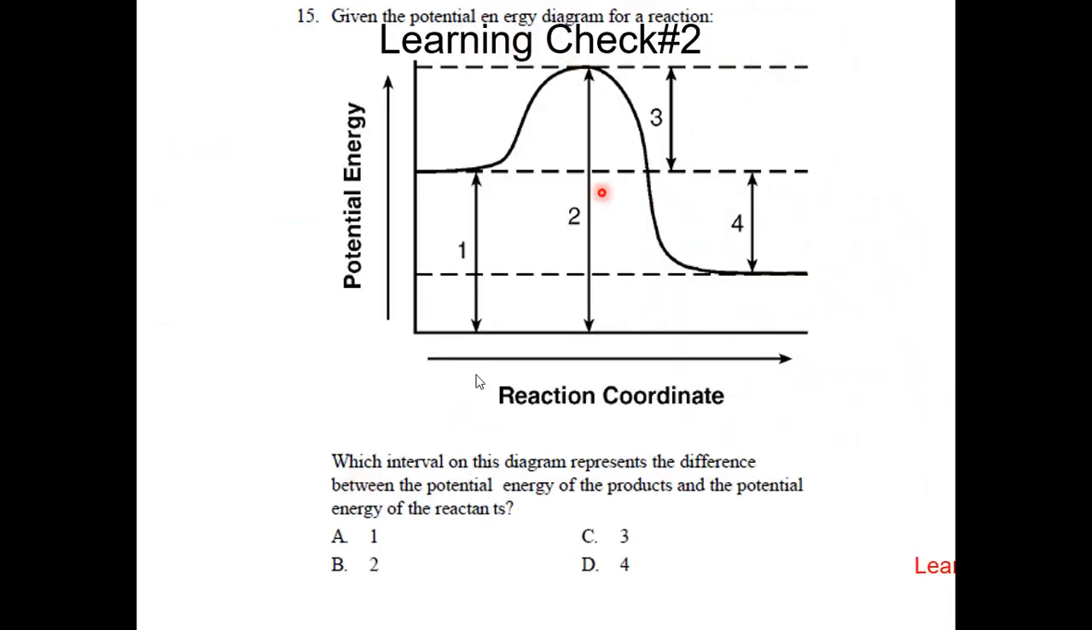Learning check number 2. Which interval on this diagram represents the difference between the potential energy of the products and the potential energy of the reactants? Pause the video and resume once completed. So the question is describing delta H, or the heat of reaction. That will be interval 4, choice D.